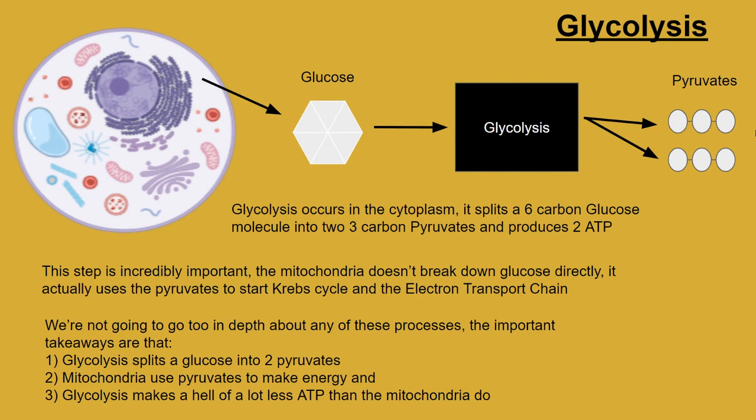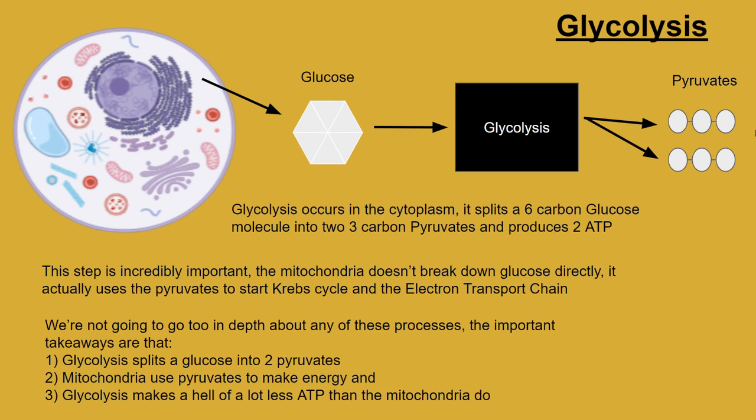We don't need to get too in depth about how it actually does this, but the main takeaways from glycolysis are that 1. Glycolysis splits a 6-carbon glucose into two 3-carbon pyruvates. 2. Mitochondria use pyruvates and oxygen to make energy. And 3. Glycolysis makes a lot less ATP than mitochondria do. Once these pyruvates enter the mitochondria, energy production can begin.